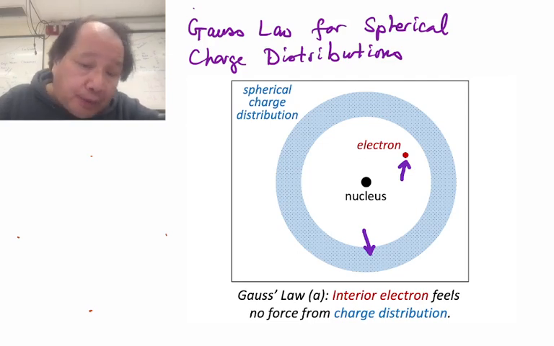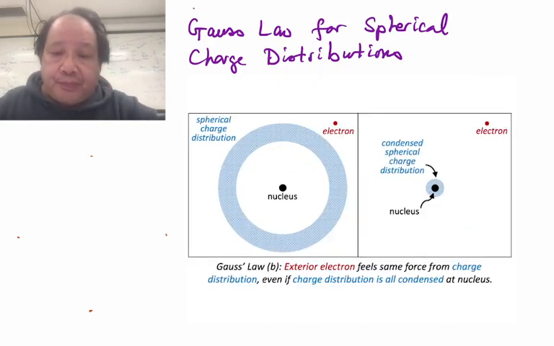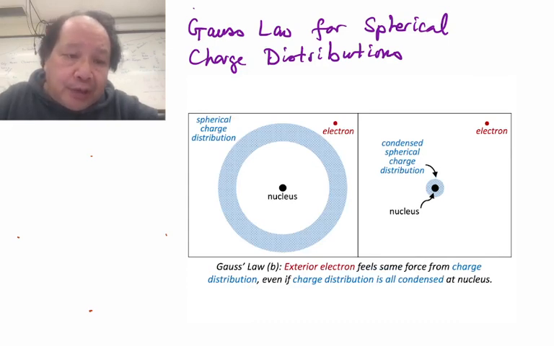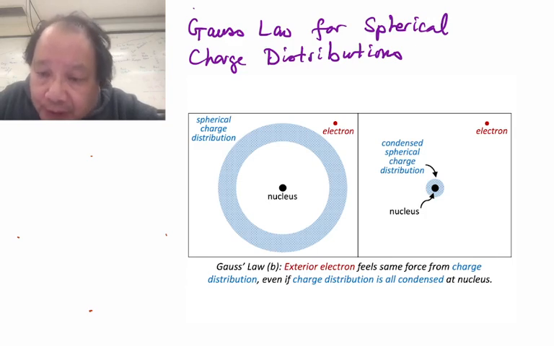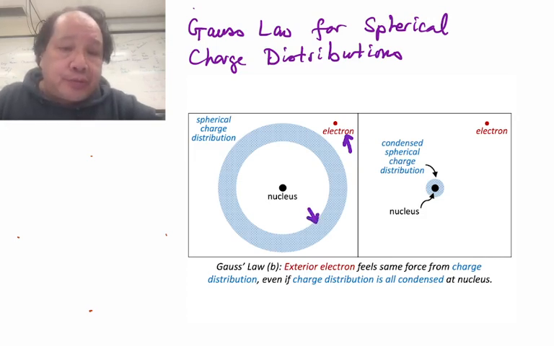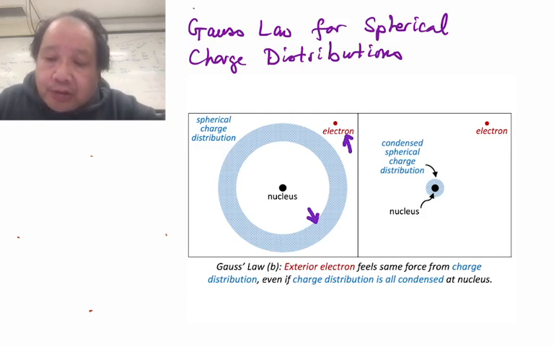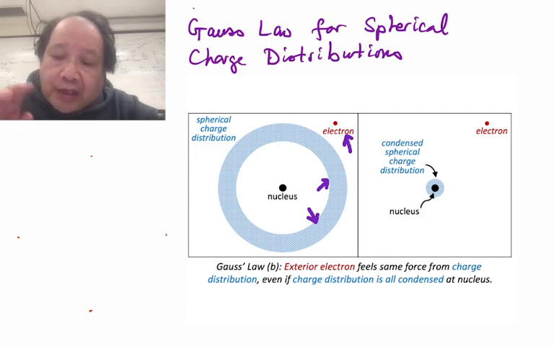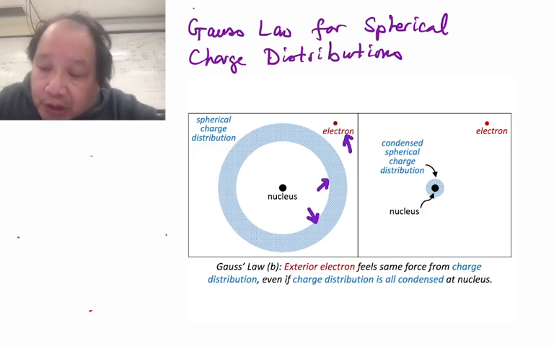And there's a second part of Gauss's law. That one tells us that if we now have an exterior electron, so here's my exterior electron, and we have an interior charge distribution, the exterior electron feels the same force from the interior charge distribution, which is shown here, even if all the interior charge distribution was condensed at the nucleus.